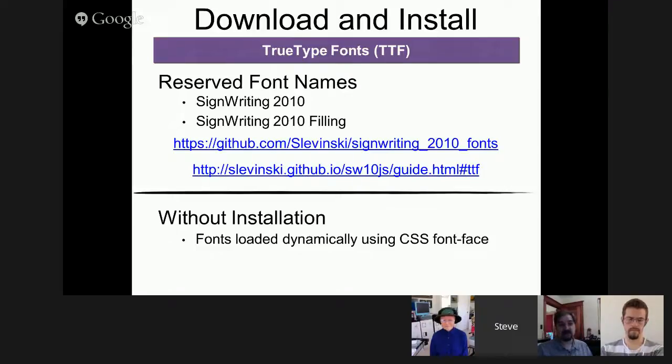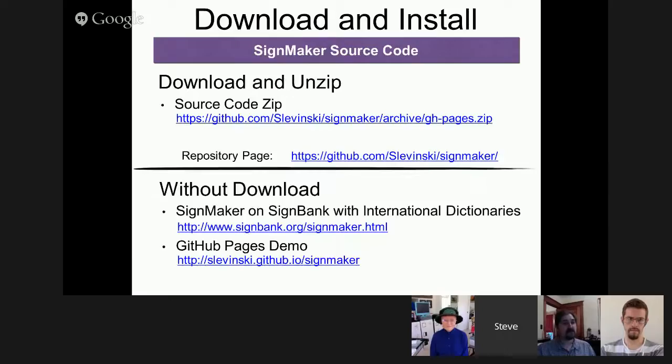For SignMaker, if you want to download SignMaker and install, all you need to do is grab the source code from that first link, download it, unzip it, and then just open the index.html file in any browser. And you're ready to go. It doesn't need a server. It's just standard HTML, CSS, and JavaScript. You can put it on your desktop and just run it right from there.